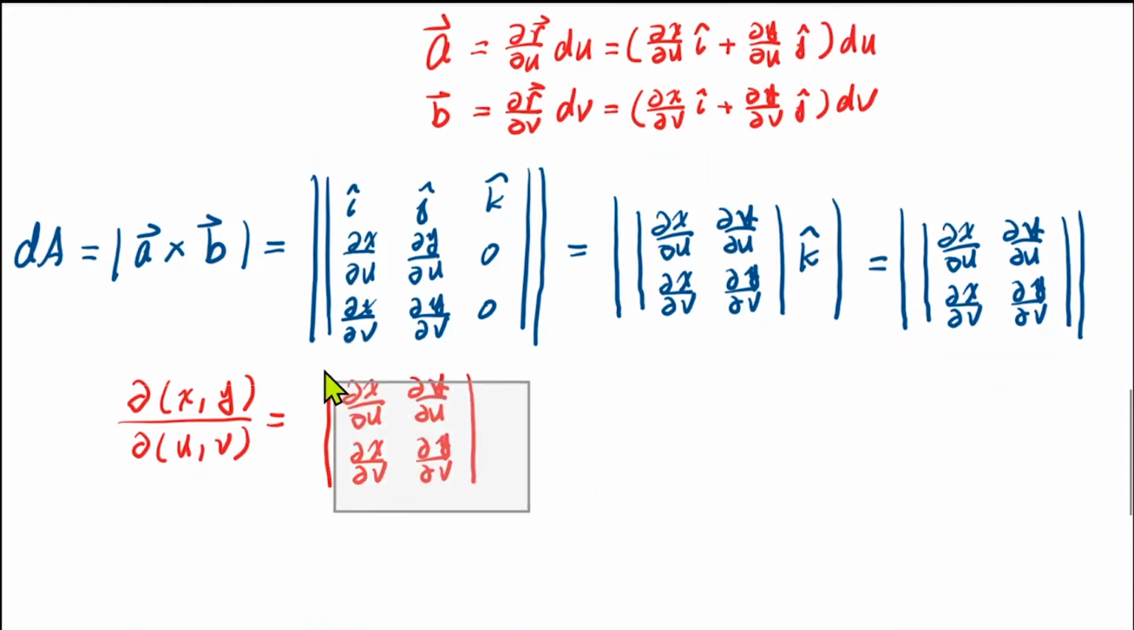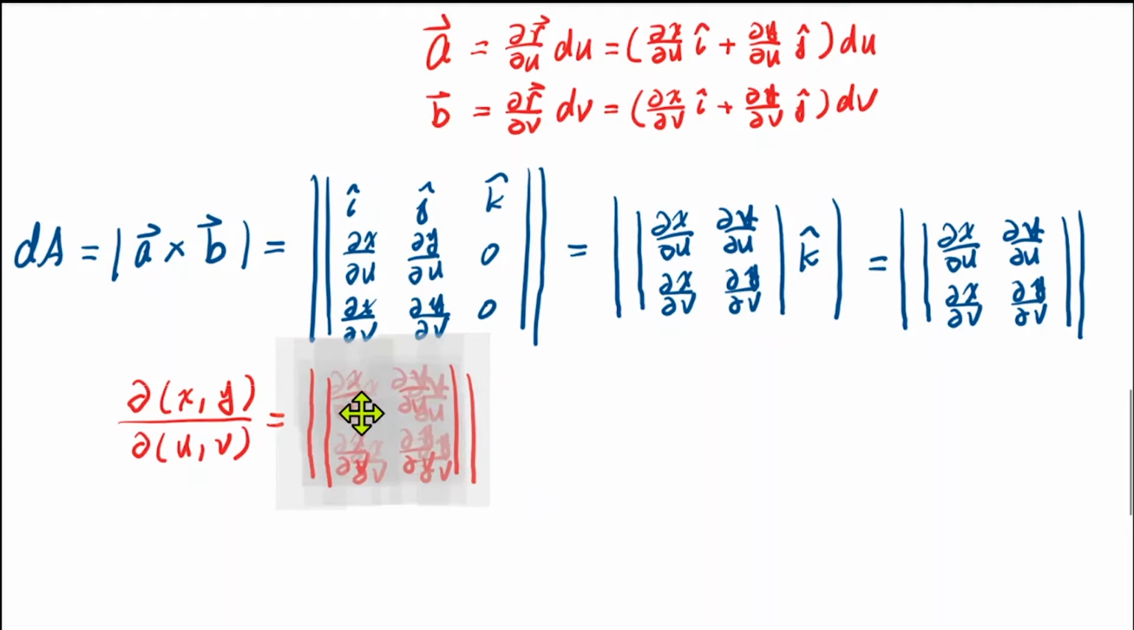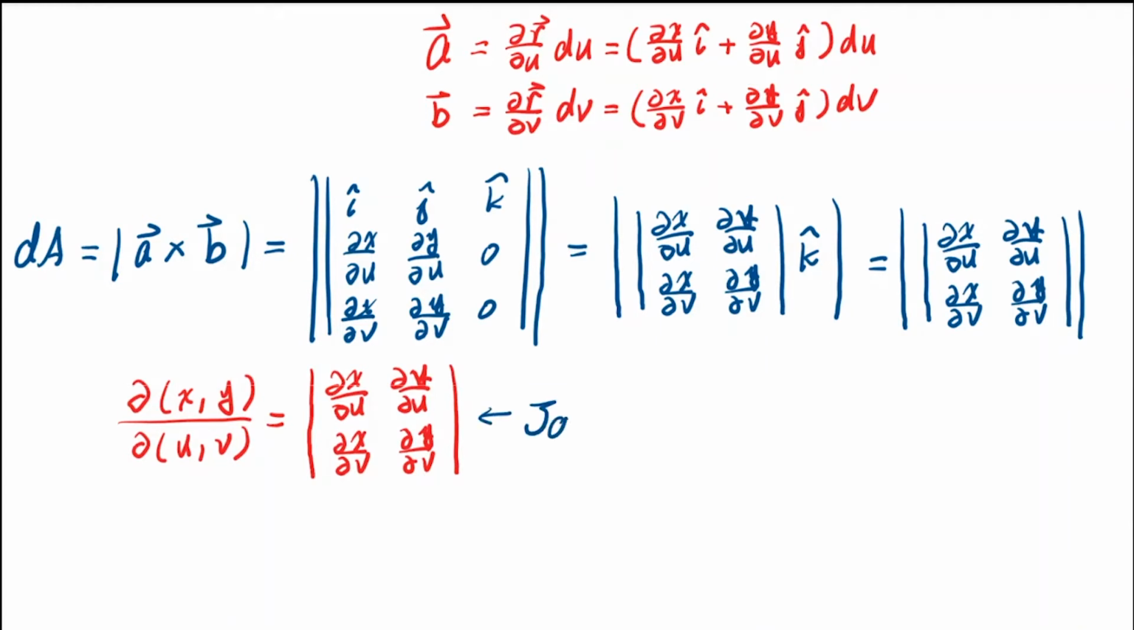That is the symbol for this, okay? It's just to take a determinant of that. And there's a name for this. This is known as the Jacobian. I guess somebody named Jacob came up with this. Shall we test it? Yes, we shall.